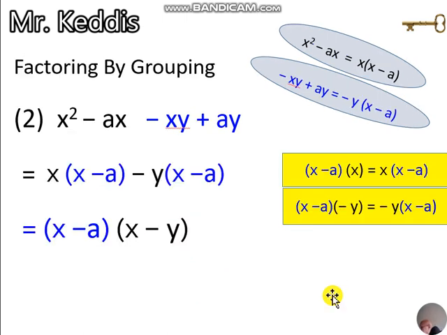Please pause and take notes. This is the same question I just did. If you have x minus a here times x, you get the first term, x times x minus a. If you multiply x minus a times the negative y, you get the second term, which is negative y times x minus a.